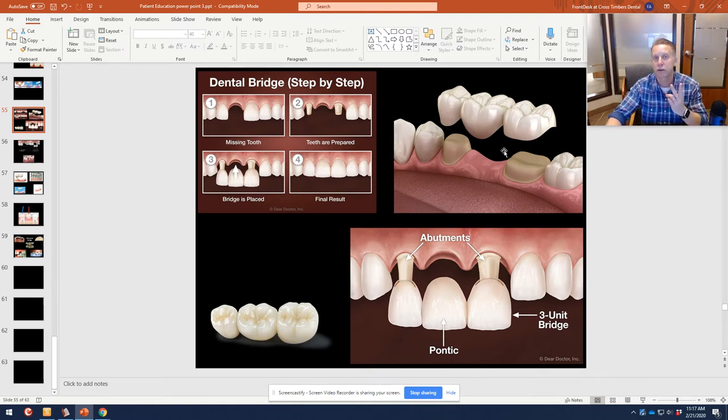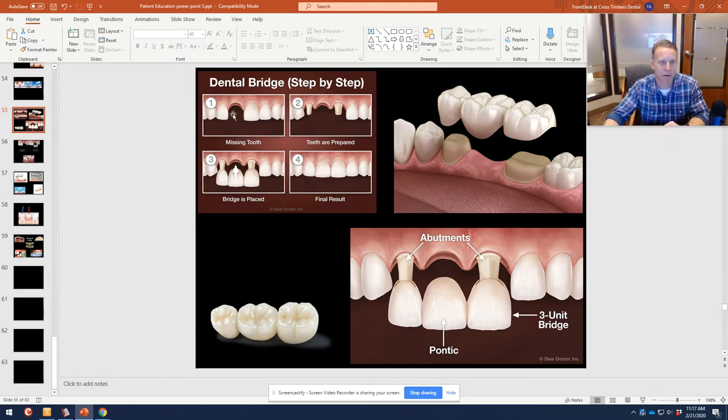Imagine someone was missing two teeth. So instead of one pontic, they had two pontics, and we extended one tooth in front, one tooth in the back. Now you'd have a four-unit bridge. So the number of units is the number of teeth involved with replacing the missing tooth.